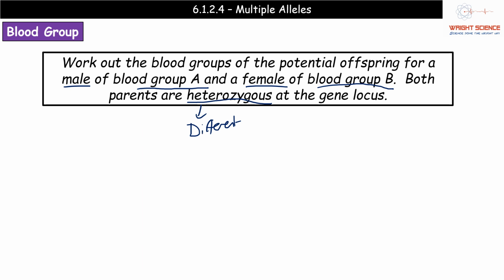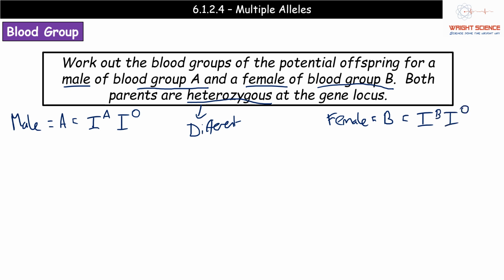Now, the first thing we've got to do is work out the genotypes of those two parents. So if the male parent is blood group A and they're heterozygous, so they're different, we know we've got to have IA, and the only way they can be blood group A with different alleles present is if the other one is IO. Same thing for the female. Her blood group is B, and therefore heterozygous still, so we must have IB, and therefore the other one must be IO. So we've now worked out the genotypes of those two parents.